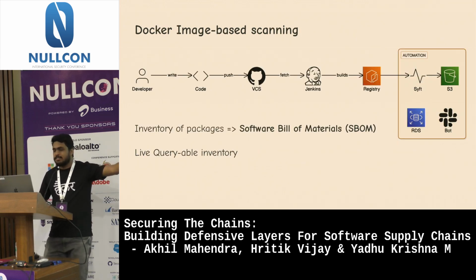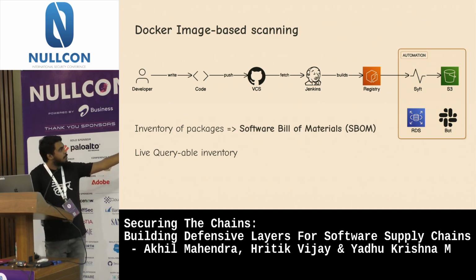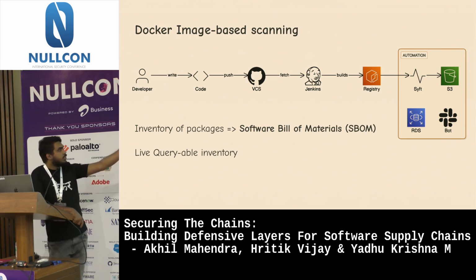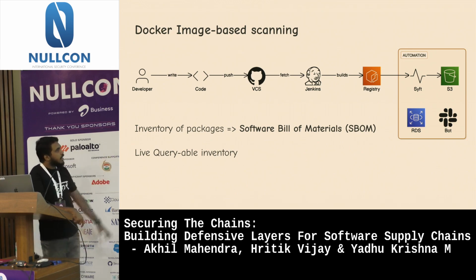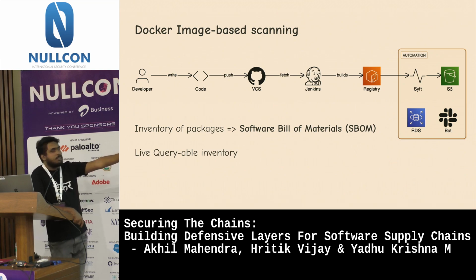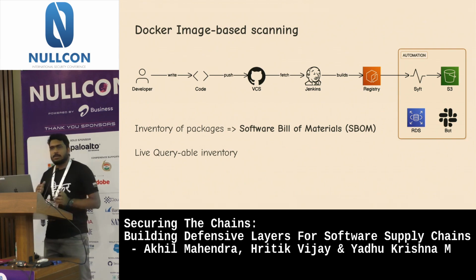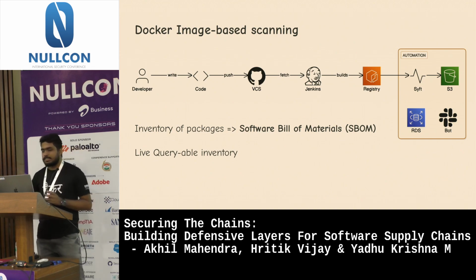So let's build a framework which is based on Docker. Here we have a simple process which does Docker image based scanning. The developer writes code and pushes it into the Git repository, and when you build, it fetches from the VCS and builds, right? And the image gets pushed into the ECR. Now we have a system, that is our automation, that will fetch the image and scan it. We use a tool called Syft, which will generate the SBOM and push it to S3.